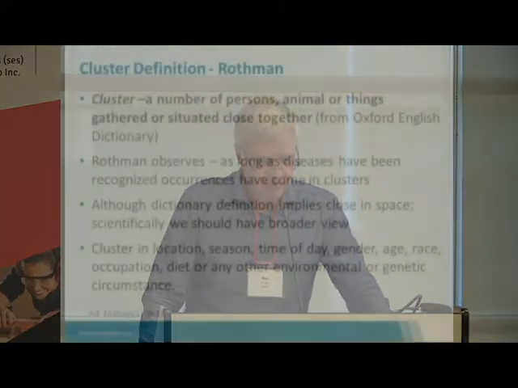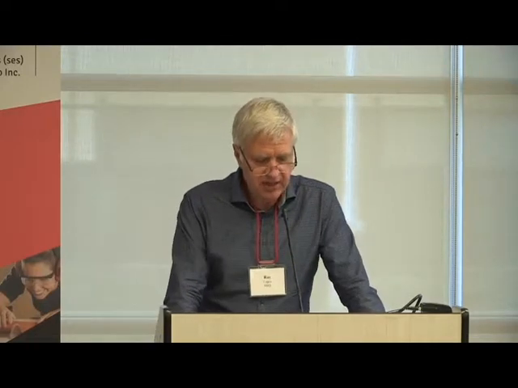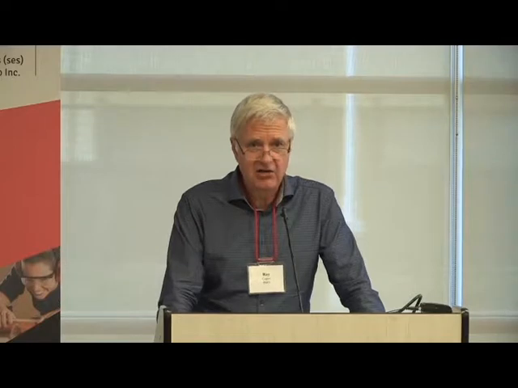So first, a definition. This comes from Rothman, who's an excellent and well-recognized epidemiologist. He gives the Oxford English Dictionary definition: a number of persons, animals, or things gathered or situated close together. So, that sounds pretty common. Rothman observes that clusters have been around as long as diseases have, and that although this definition implies clustering in space, if we think about clustering in a more scientific view, we should be looking at clustering in time, by demographics like age, sex, any kind of risk factor, and so forth.